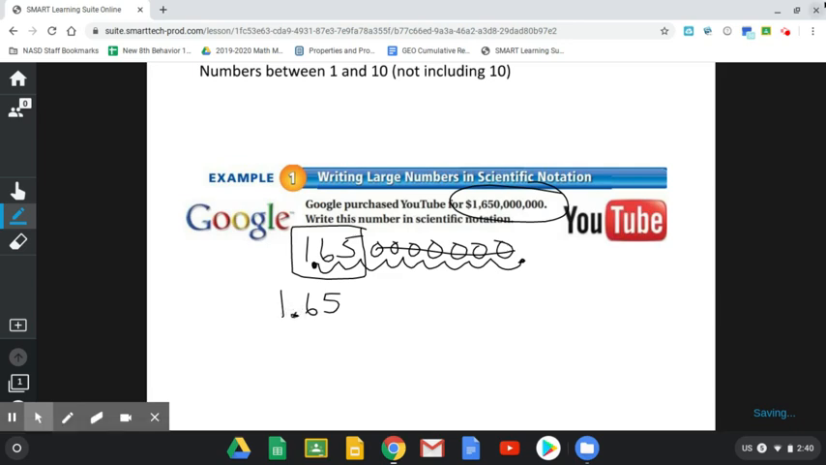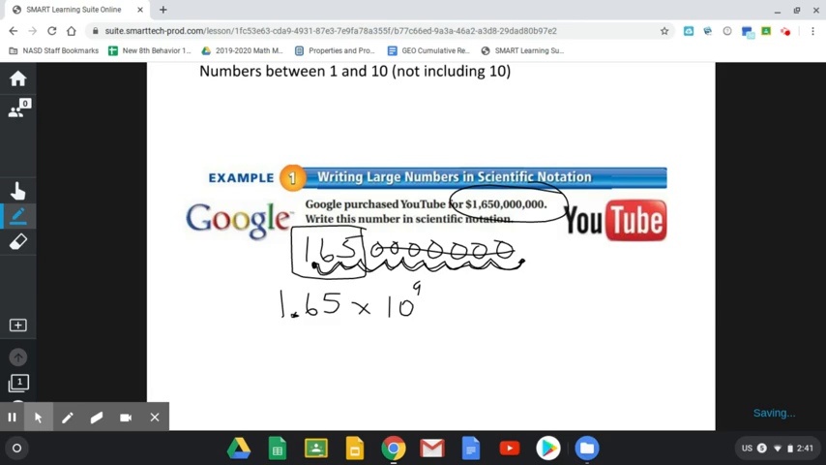Okay. Now in scientific notation, we have to multiply this number by some base factor of 10, and that 10 has to have an exponent. That exponent is going to be determined again by how many place values we moved our decimal point. So I'm going to recount those. 1, 2, 3, 4, 5, 6, 7, 8, 9. We moved it 9 places. So our exponent is going to be a 9.